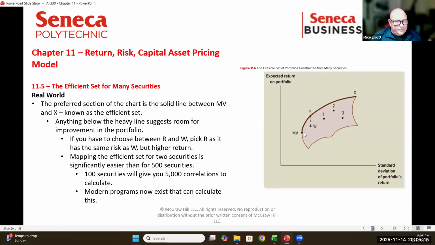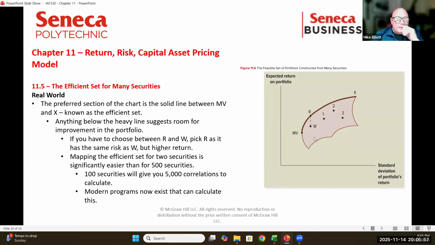Anything below this line suggests that there's an improvement we could make in the portfolio. For example, if we have the opportunity to invest in stock W or stock R, they have exactly the same standard deviation. Why would you pick the one with the lower return when you can pick the one with the higher return? Doesn't make any sense. That's what we're looking at here. If you are within the shaded area of the batwing, you will always have the opportunity to get to the leading edge by substituting something.